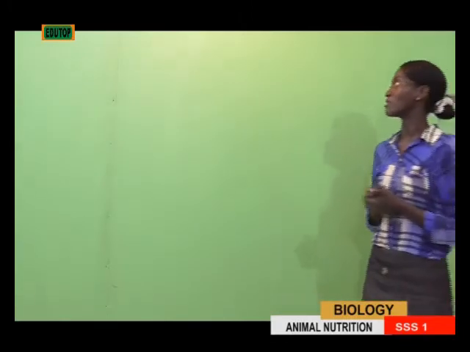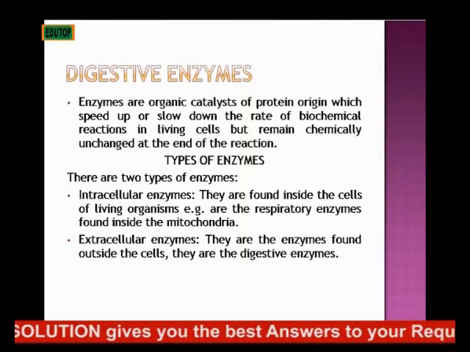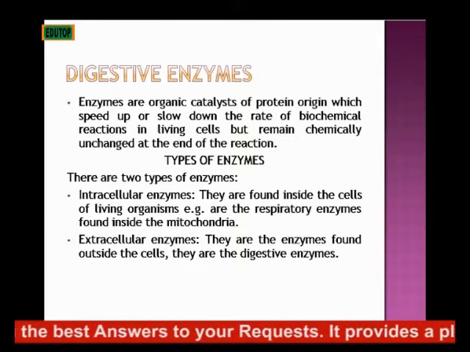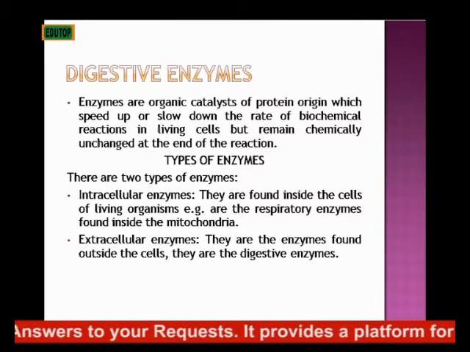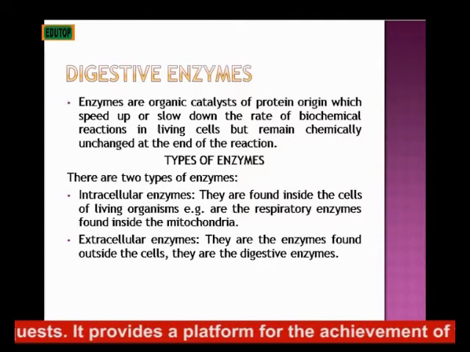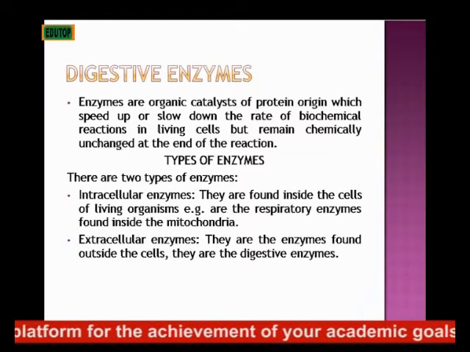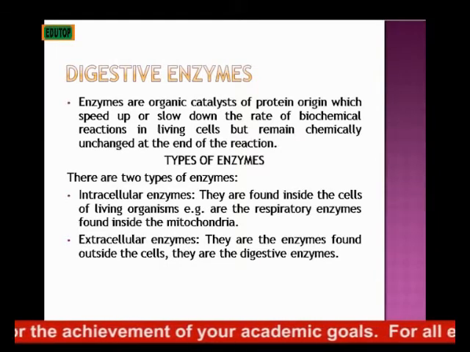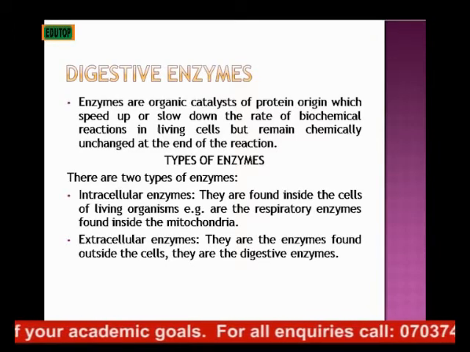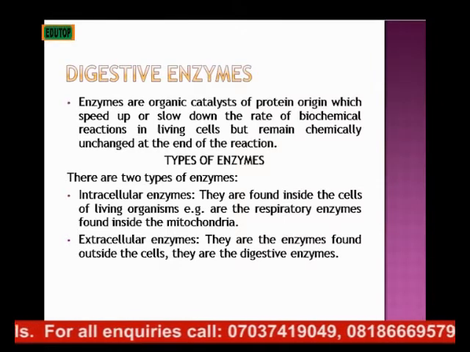Now we move on to talk about the digestive enzymes. Enzymes are organic catalysts of protein origin, which speed up or slow down the rate of biochemical reactions in living cells, but remain chemically unchanged at the end of the reaction. They are organic catalysts. They have protein origin. They speed up or slow down the rate of reaction in living cells, but at the end of the reaction, they remain chemically unchanged. So we have two types of enzymes.